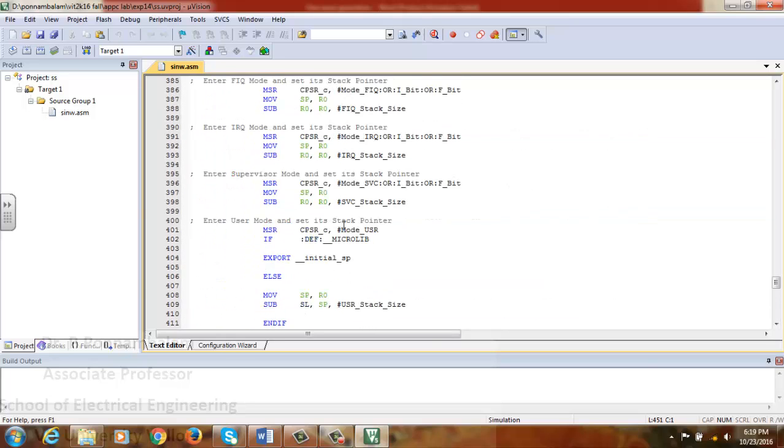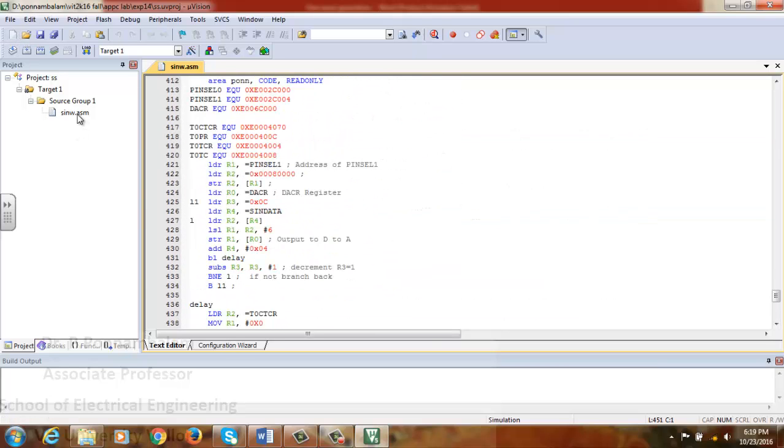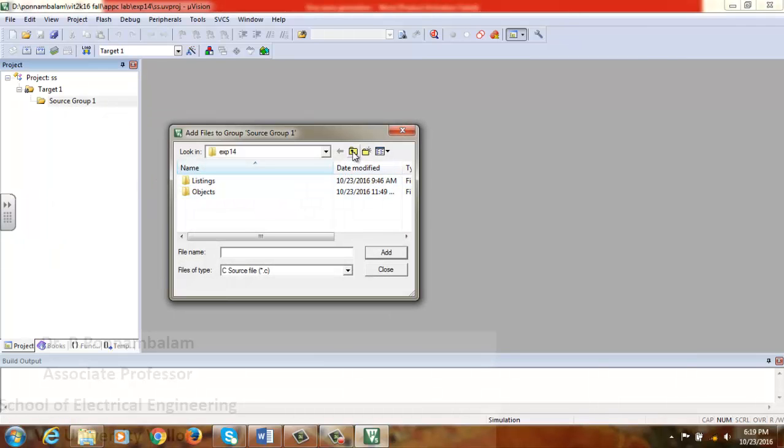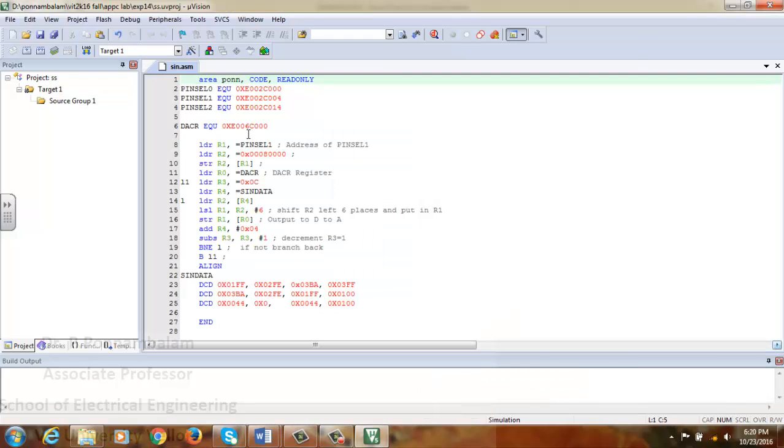So I'll change the program. Yes, this is the program. In this program, the basic algorithm is that we first sample the whole sine wave, and then we put it as data, and from the data each and every time we'll be fetching the data and putting it in the DAC. That is the algorithm.